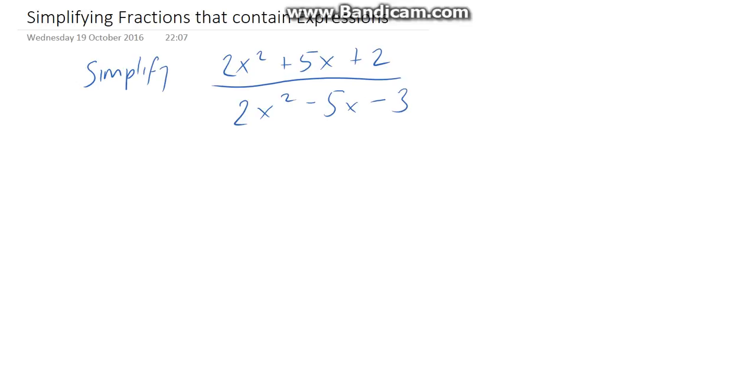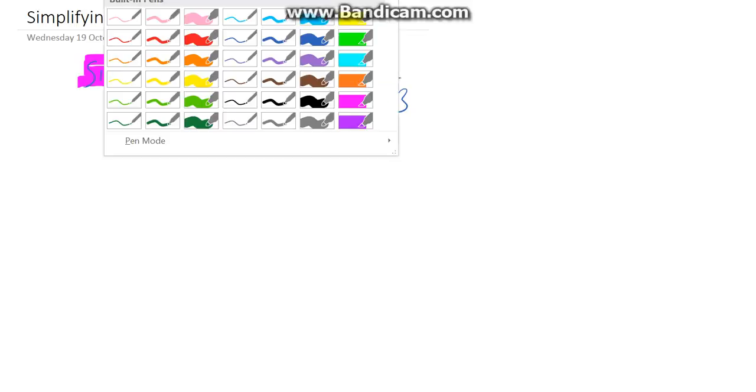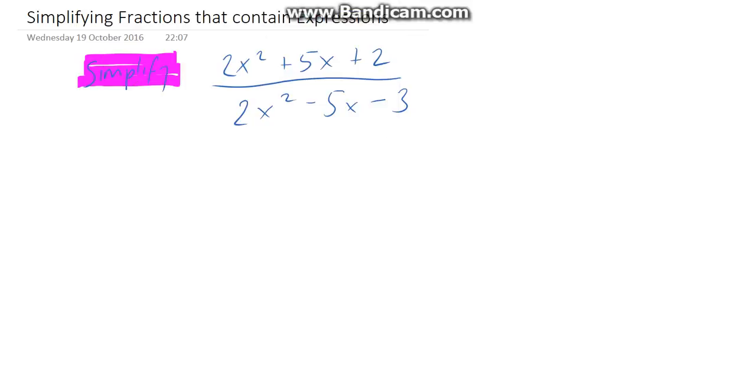Okay, so they might give you a question where you have to simplify a fraction that contains an expression. So in the example I've just done here, they'll write simplify or factorize or whatever. Okay, so simplify this equation. So just grab a pen.